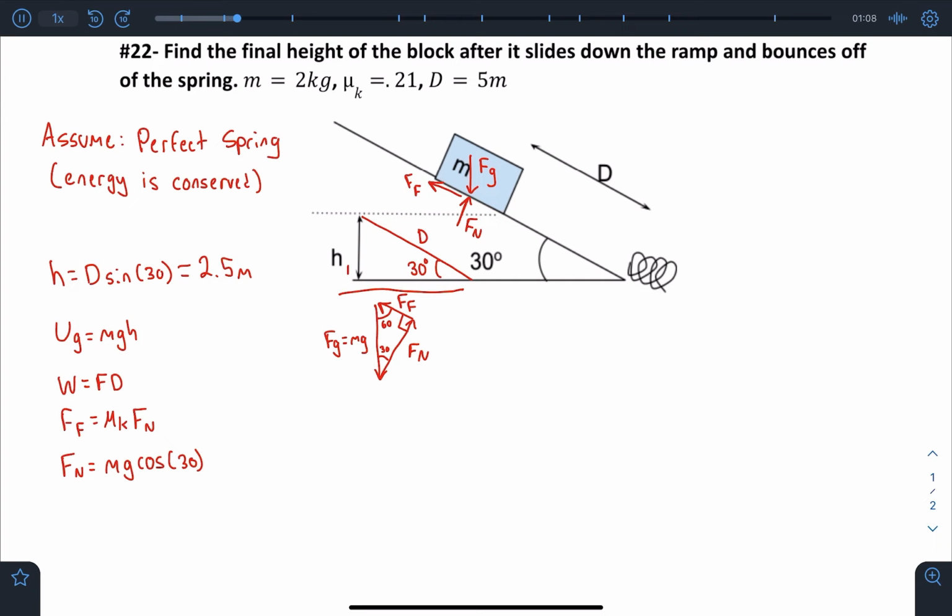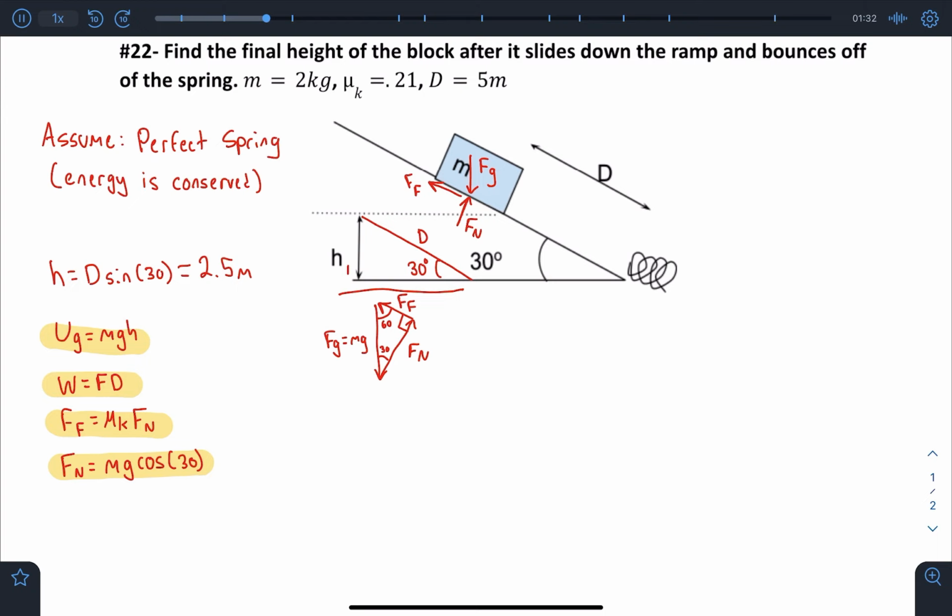We've got our potential energy due to gravity, which is equal to mass times gravity times that height. The work done is going to be equal to our force times distance. We know our frictional force is equal to our coefficient of kinetic friction times the normal force. And we know that our normal force is equal to mass times gravity times cosine of 30.